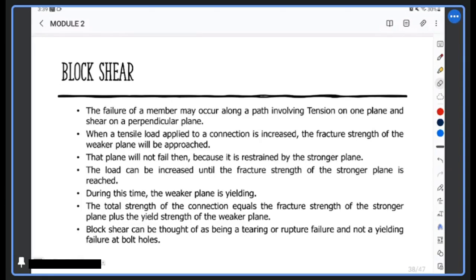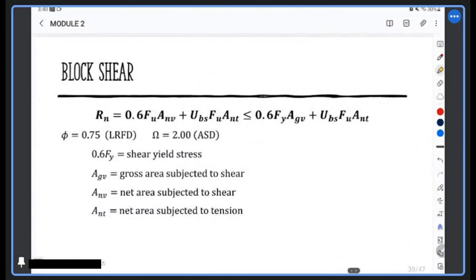So the total strength of the connection equals the fracture strength of the stronger plane plus the yield strength of the weaker plane. Okay? Now, block shear can be thought of as being a tearing or rupture failure and not a yielding failure. Ito tandaan nyo. Okay? Block shear is a tearing or rupture failure. Okay, and it is not a yielding failure. So that our formula is something like this.